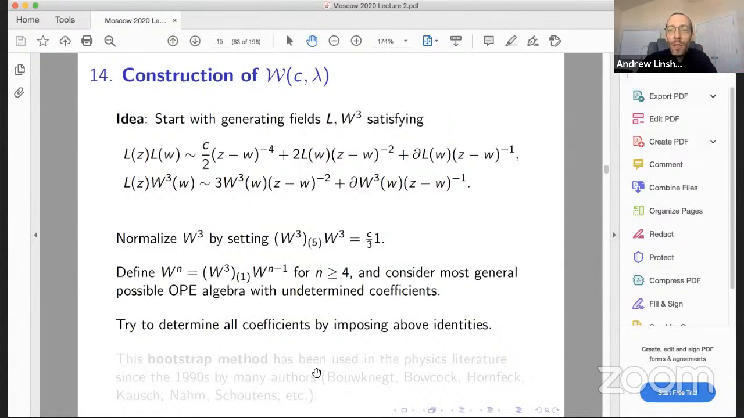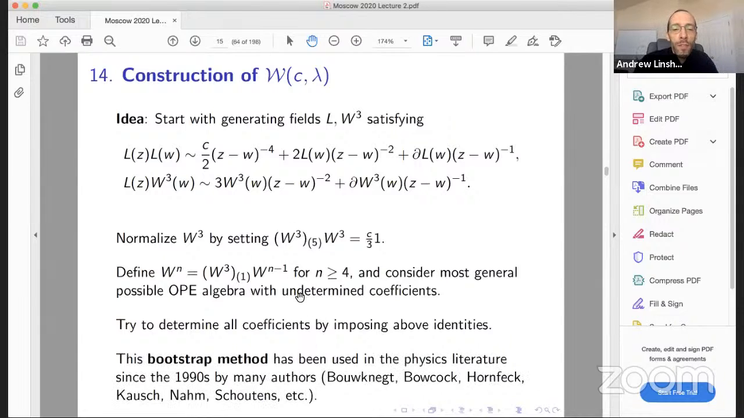And also if I throw in derivatives, that's determined. But most of what's interesting is imposing the Jacobi identities and trying to determine what this imposes on my undetermined constants. This is a method that's been around in the physics literature for a long time. I'm going to call it a kind of bootstrap method for constructing OPE algebras. So this has been used by many authors.